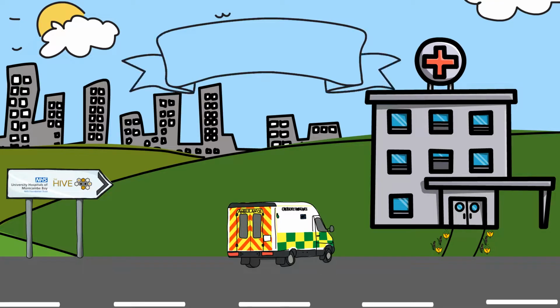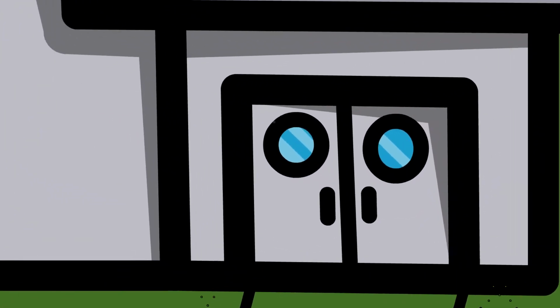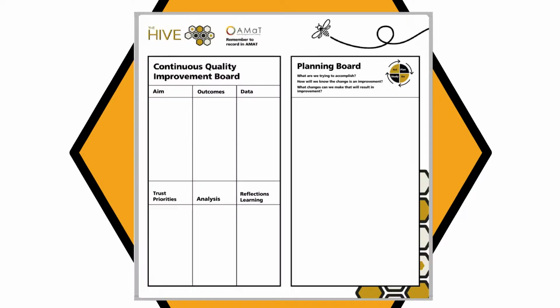Hello. In this video, we will share the Hive improvement board. We will give you a tour of the elements of the board and how to use it effectively to make improvements in your area. The improvement boards are large, physical whiteboards located in departments. The boards are divided into sections and recognisable by the Hive logo, bees and hexagons.